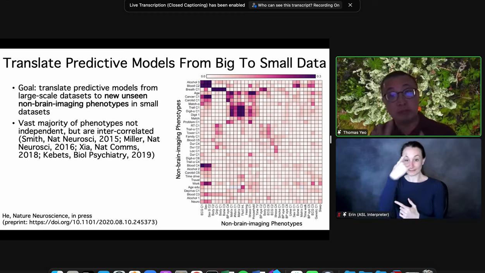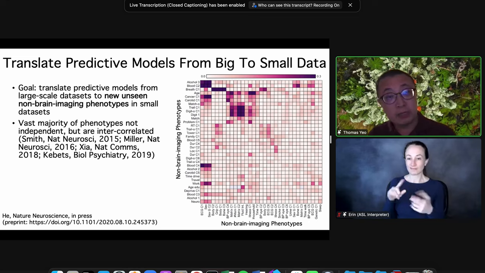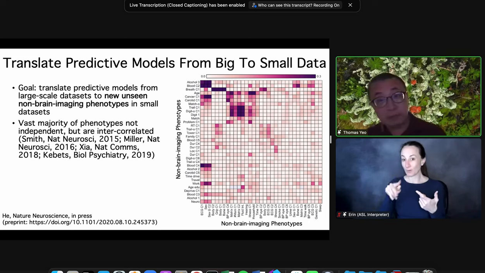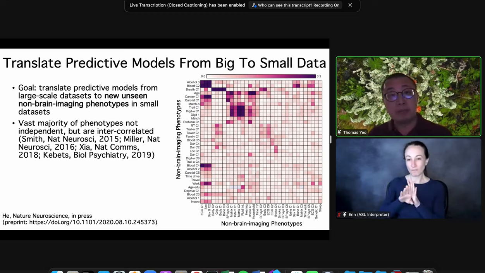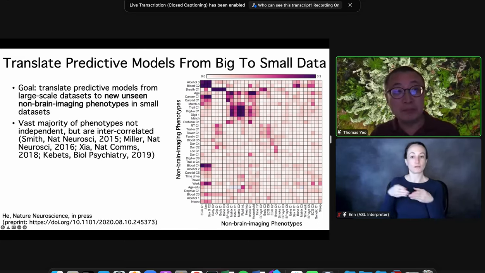Carla Miller found several components in the UK Biobank. Same with Cedric Xia in the Philadelphia neurodevelopmental cohort. And my postdoc Valeri found three transdiagnostic components in the UCLA dataset. So basically, in general, phenotypes are correlated, right?